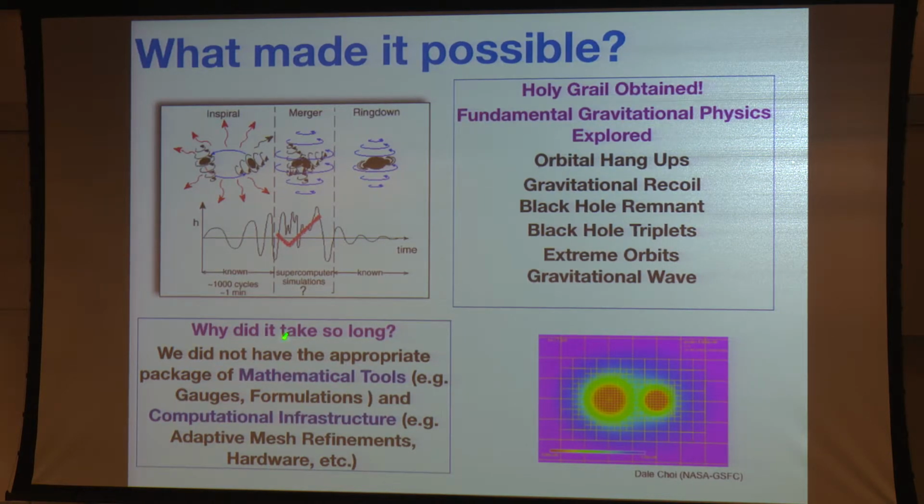Finally, it happened, and I love this Kip Thorne picture because we always laugh that it doesn't look like that. It's very smooth and kind of boring. It still takes a long time to solve them, even if it's smooth and boring. So, we had a lot of work that had to make this possible, including mathematical tools like gauges.